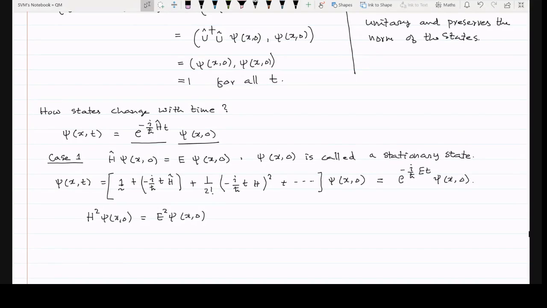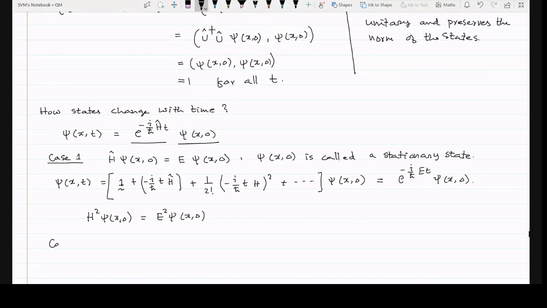So that means if it is a stationary state, the function is simply multiplied by the phase factor, which is given by e to the power minus i E t by h cross. So the time evolution is rather trivial in the case of a stationary state.